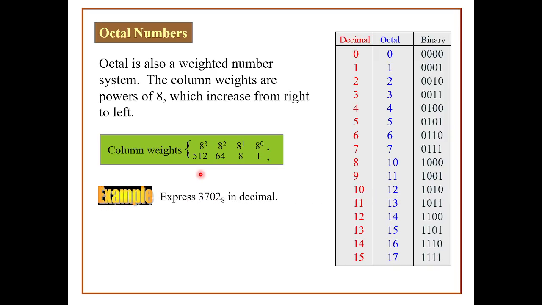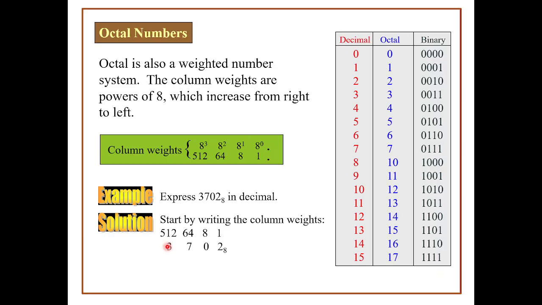So for example, express 3702 octal in decimal. So octal to decimal. We write 512, 64, 8 and 1, and then we multiply by the 3, 7, 0 and 2. Multiply and add, and you get 1986 in a decimal number.